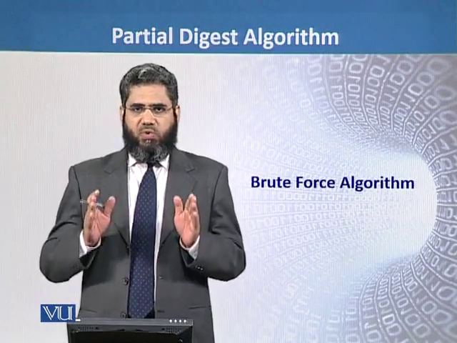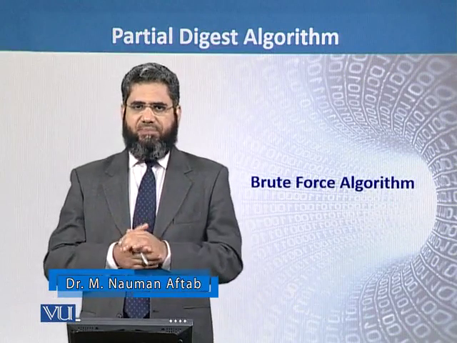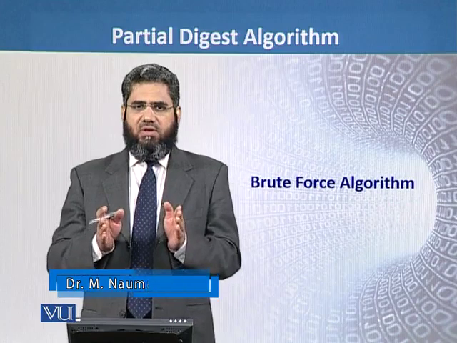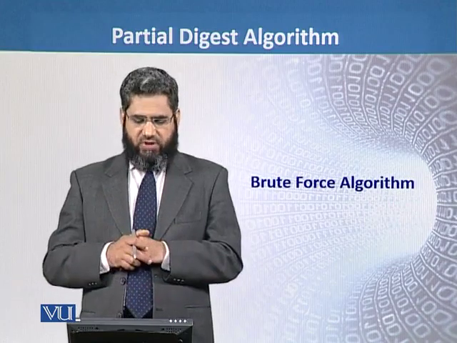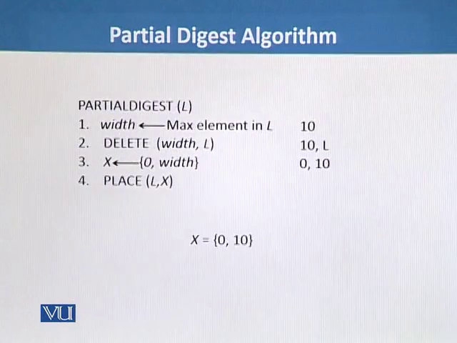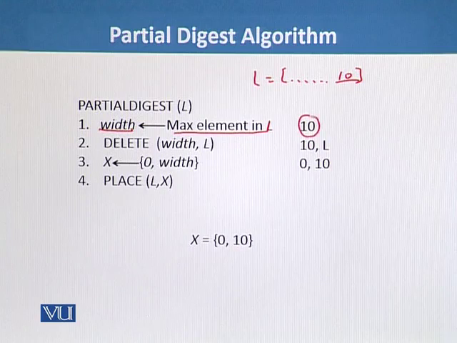So we have used the brute force algorithm to find the solution of a partial digest. Now we will see and add the actual values in the algorithm we have already devised. So here we can see the width, we have already called it the maximum element in L, and we know that the maximum element in L was 10. So that's why we have taken it as a maximum element.